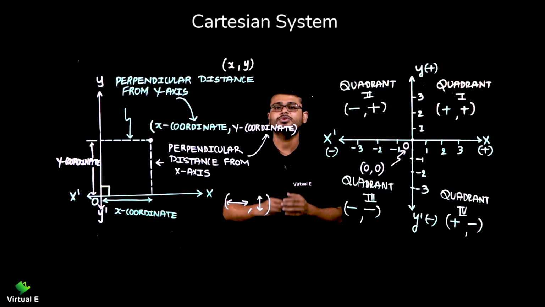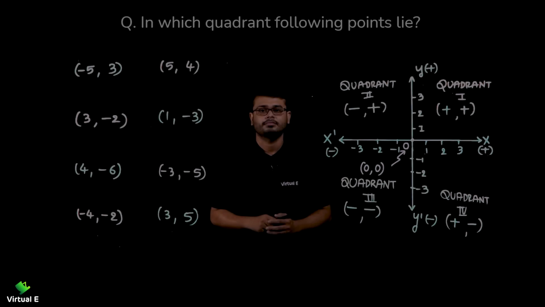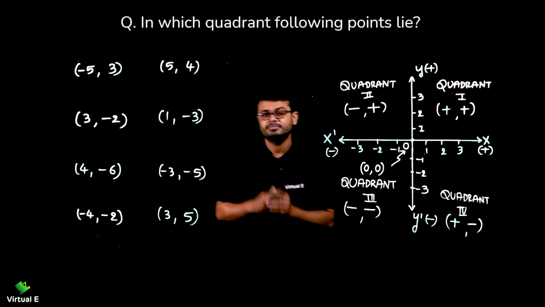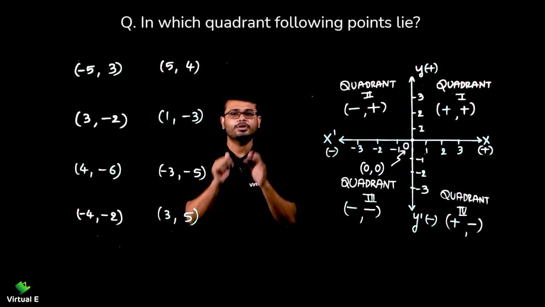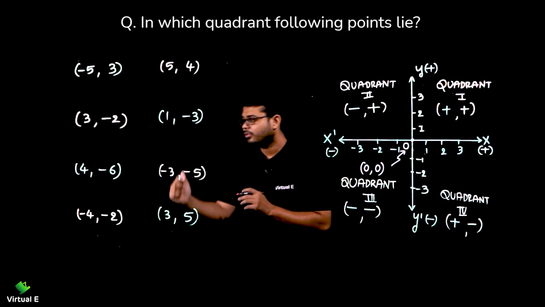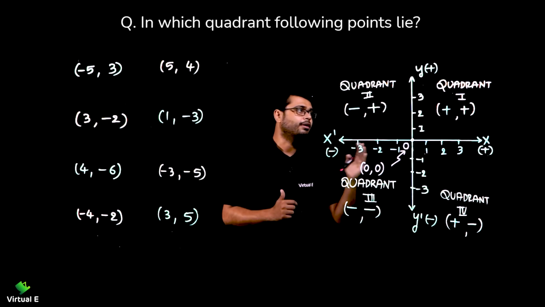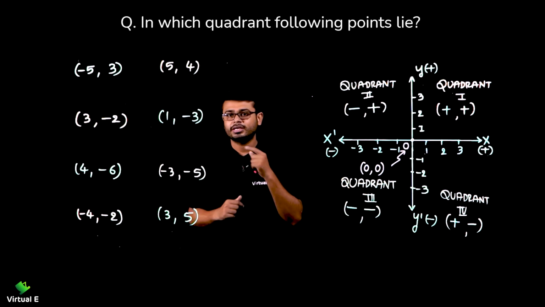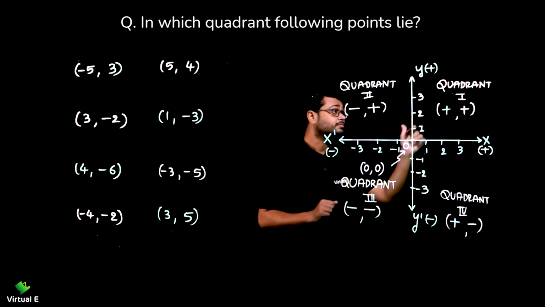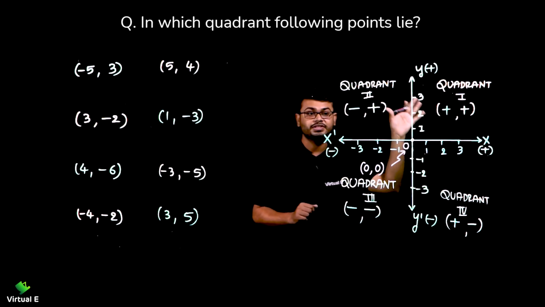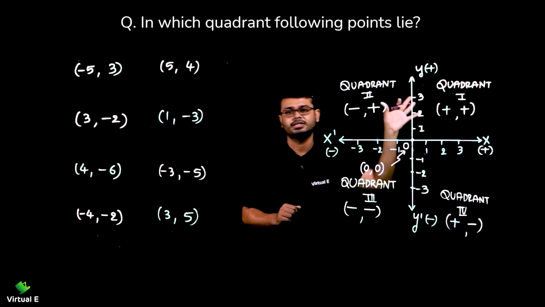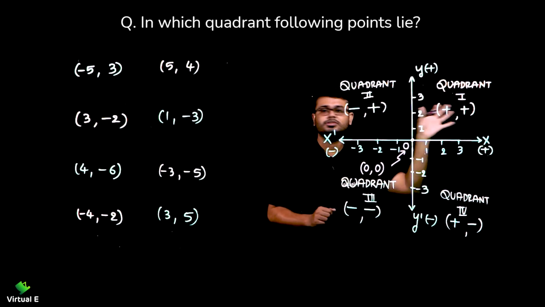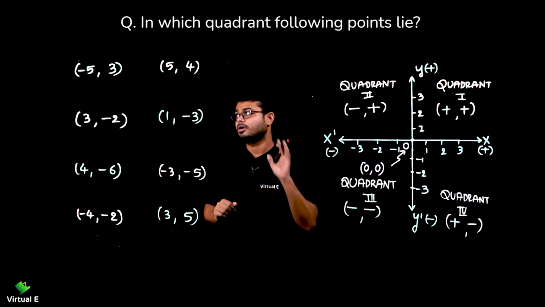Now let's discuss a few questions. Let's solve a few questions based on the quadrant. We need to identify which quadrant, 1, 2, 3 or 4, the following points belong to. I told you that the numbers we cannot give on our own. The numbers of the quadrants are fixed. This is the first quadrant always, right? And the signs are also fixed. We cannot change them at our will.